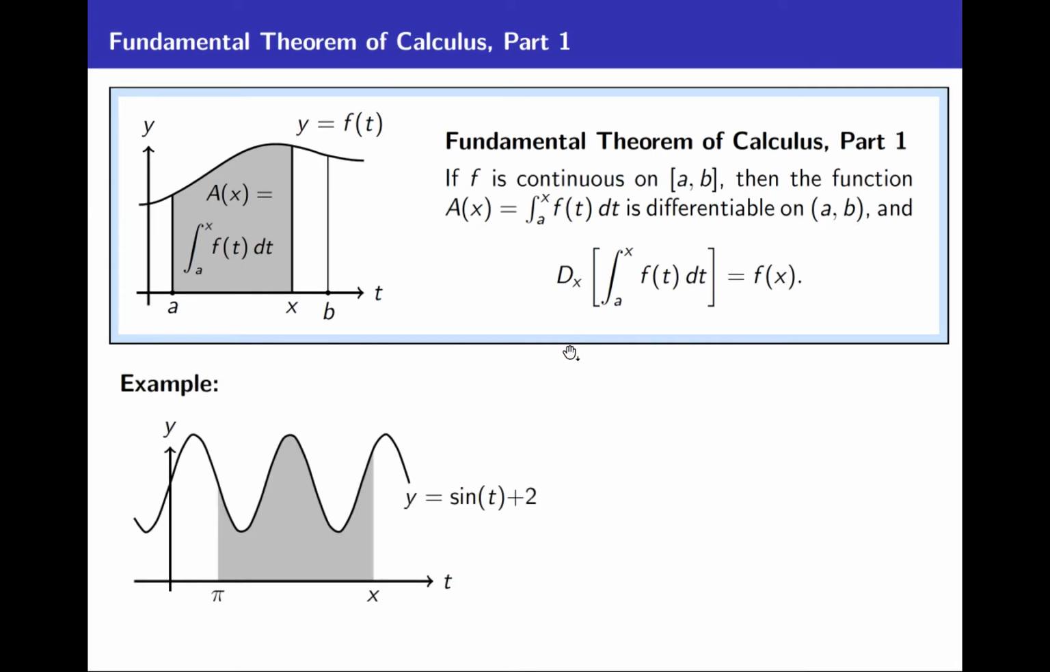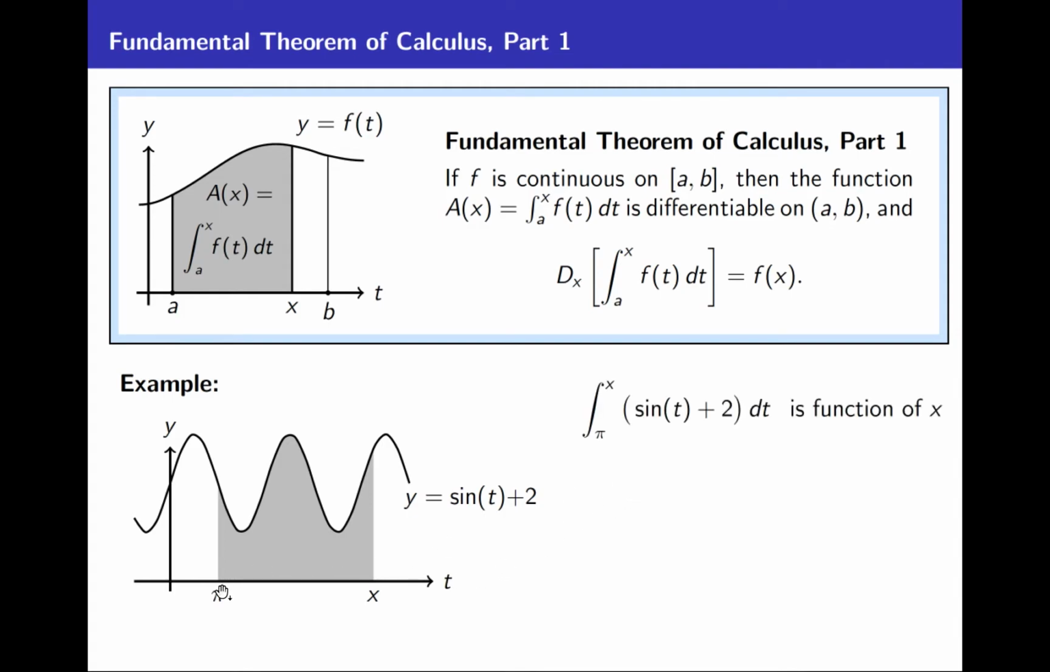Let's take an example. In this example, our function f of t is sine of t plus 2. So it's the graph of sine of t moved up 2 units. And let's make a equal to pi. So we have a shaded region under the graph of this curve between a, which is pi, and x. And that shaded region has an area that depends on what x is. You increase x, you get more shaded region, so the area of that shaded region increases.